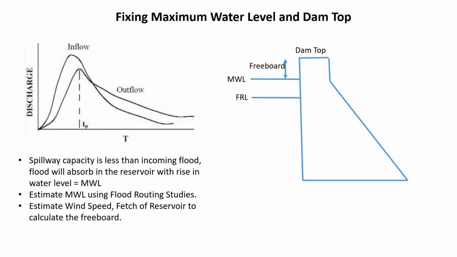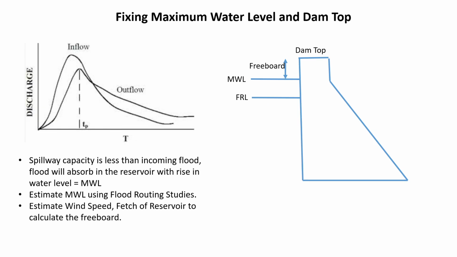Now we have to fix our dam top. Before that we have to see whether our spillway capacity is sufficient to pass the incoming flood or not. If our spillway capacity is sufficient, then there will not be any rise in water level. However, sometimes due to many reasons, we might not provide sufficient spillway size. In that case, due to high incoming flood, there will be a rise in water level. This level is called the maximum water level. This can be worked out by simple flood routing studies. That is, inflow minus outflow will be the change in storage. Change in storage will cause an increase in storage.